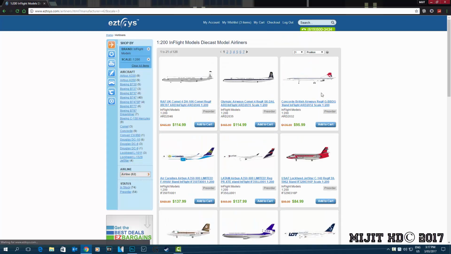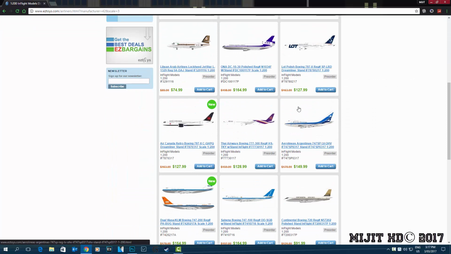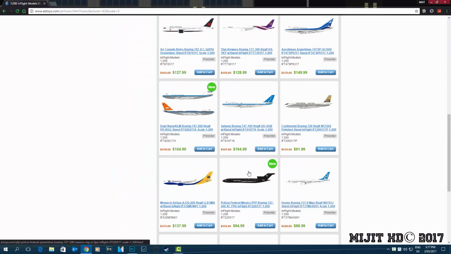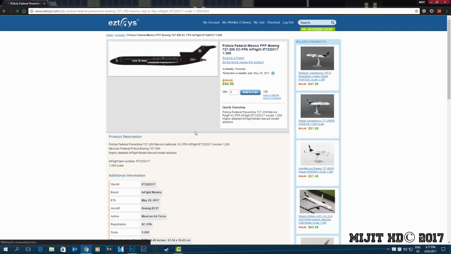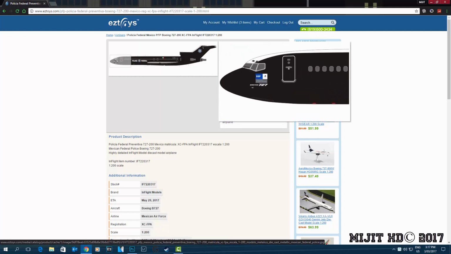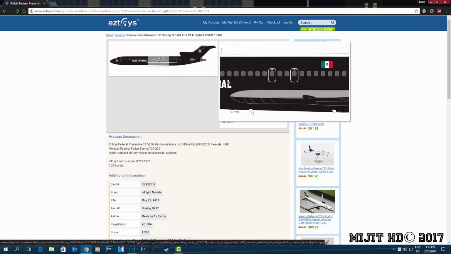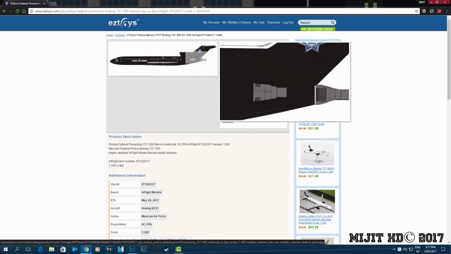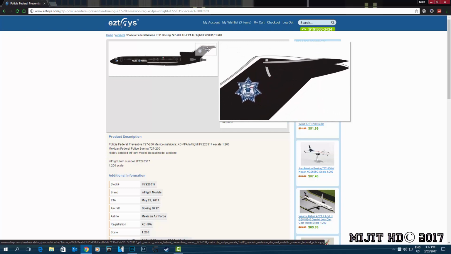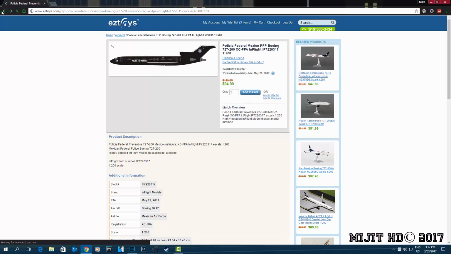So I think we have 17 new models by Inflight, and we'll start off here with the Policia Federal Mexico, so Mexican Federal Police. 727-200, really good looking aircraft. It's a black livery. Registration's XEFPA. Yeah, very good looking aircraft this one, but not really one for me.